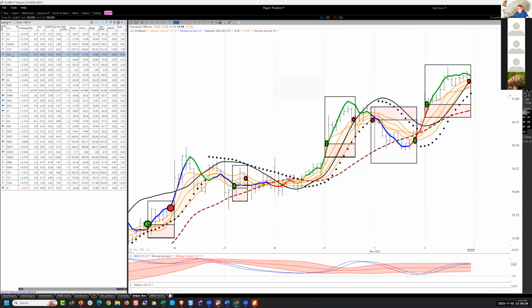Cliff, same trade essentially when it took out the peak of the RL10. And bought it, started stabilizing, took 2R and went home.